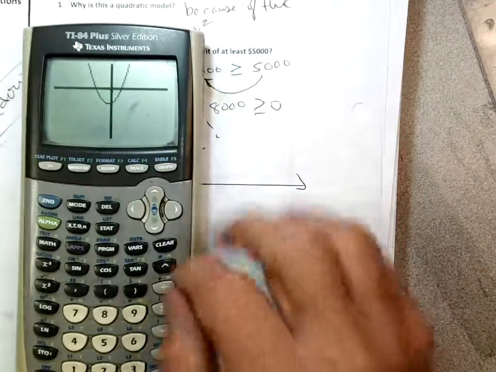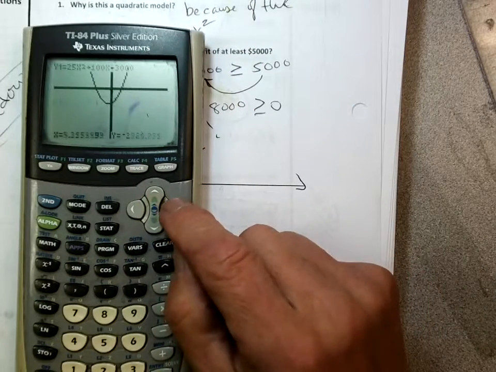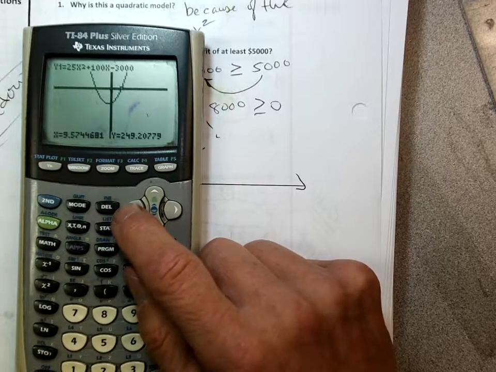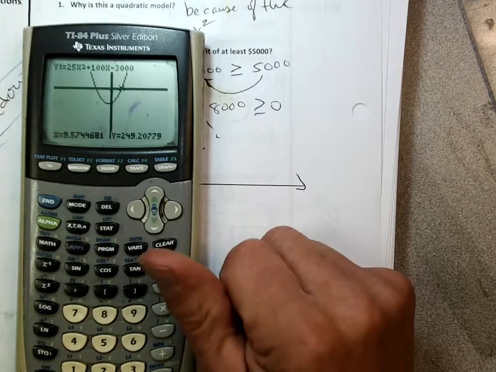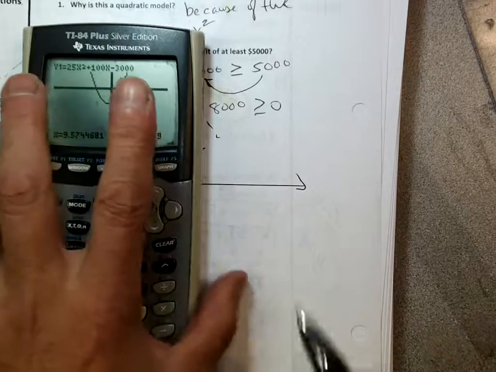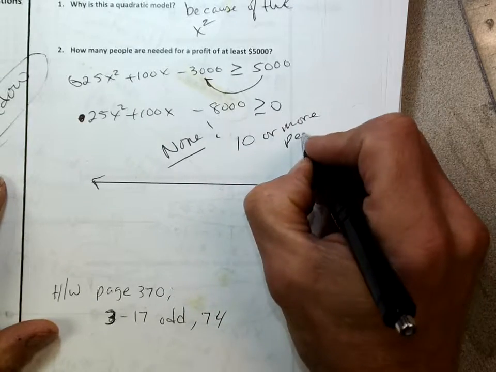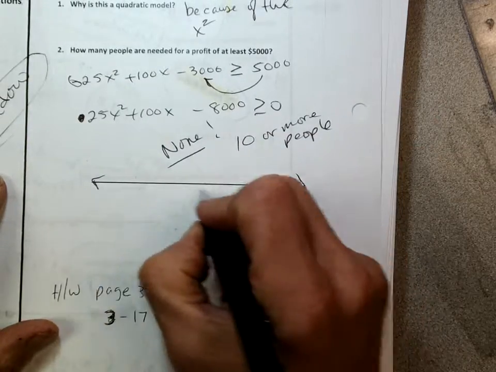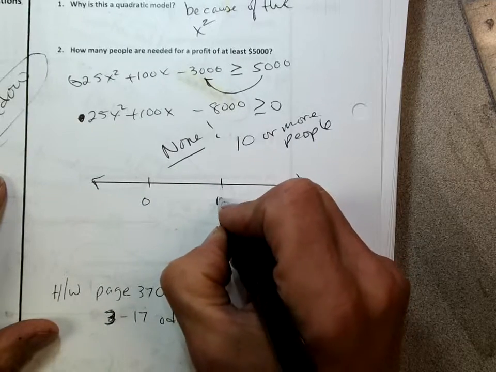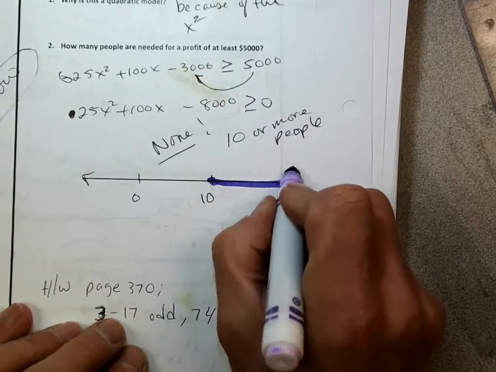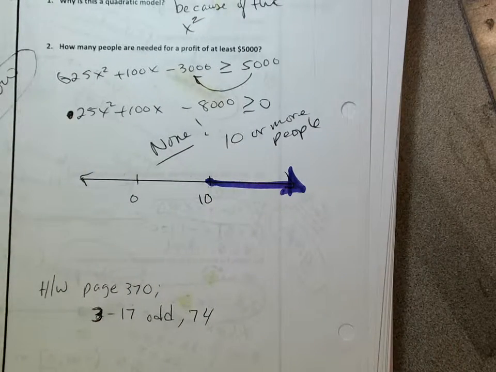Let's find out what that point is. So if we go to trace, and I'm right about there. So it looks like about 10 people. You guys about 10 people? So we're going to need to service about 10 or more people, okay? And on a number line, 0, 10, and we'll go solid dot. Okay? How's that? Yeah, I'm going to have to fix that. So, and stop.